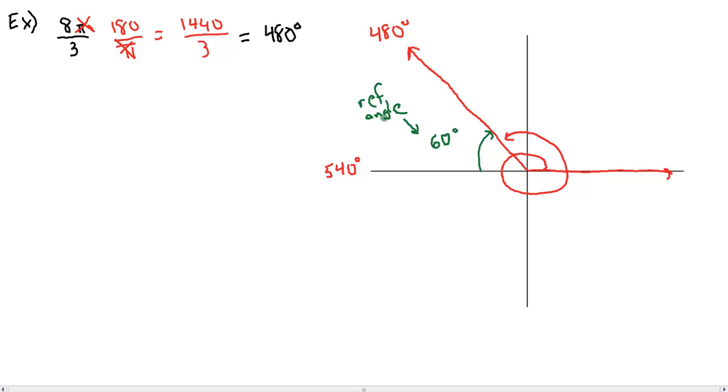Now we want to find a positive and a negative coterminal angle to 8 pi over 3. Now we could add 360 to this to find another positive coterminal angle, or we could also subtract 360 twice to get a negative one, or we could just work in radians. So let's try to do that. Let's work in radians. So we were starting off with 8 pi over 3.